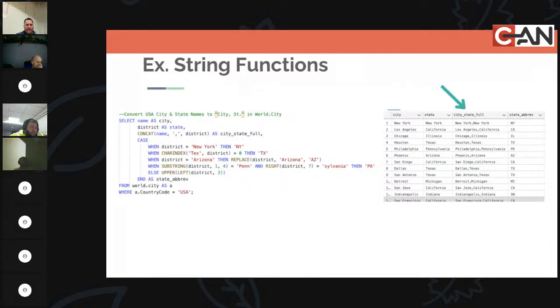Okay. So here's an example of we're going to concatenate the city and the state full name. We're creating abbreviations.